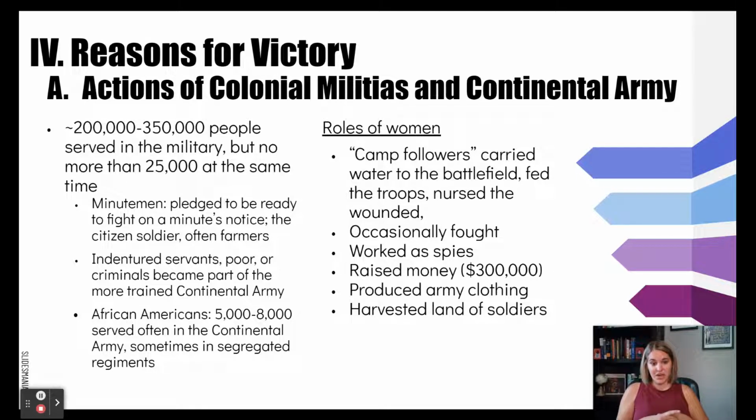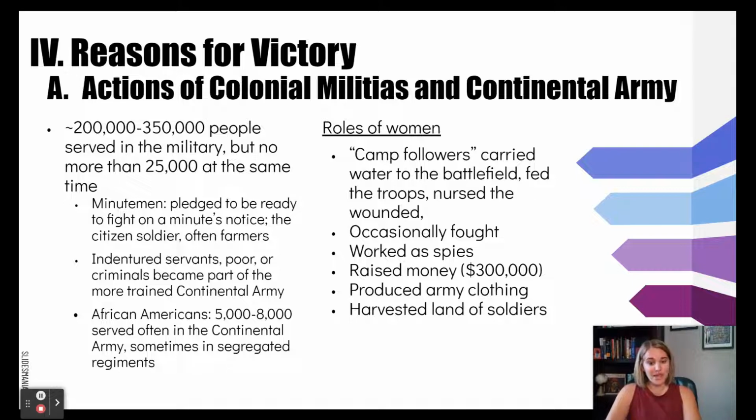Some women occasionally fought. So the most well-known would have been Deborah Sampson. Once she was found out for being a woman, she was honorably discharged, but other women would step in. So they were camp followers. One was called Captain Molly. So her husband was assisting a gunner during a battle. The man was killed. Her husband, John, stepped in, and then he was killed. And with no time to mourn, Captain Molly stepped in and did that role.